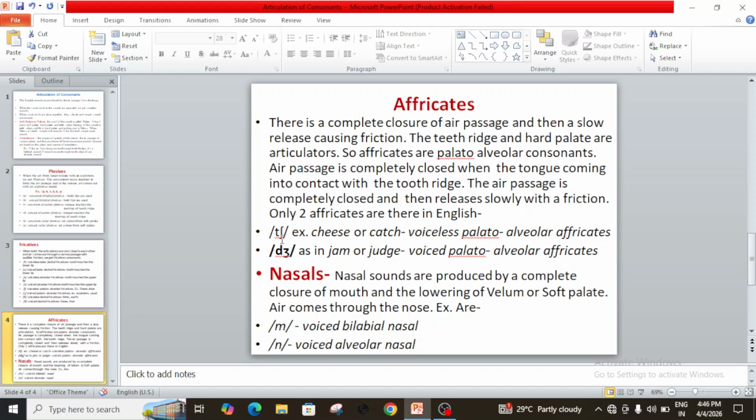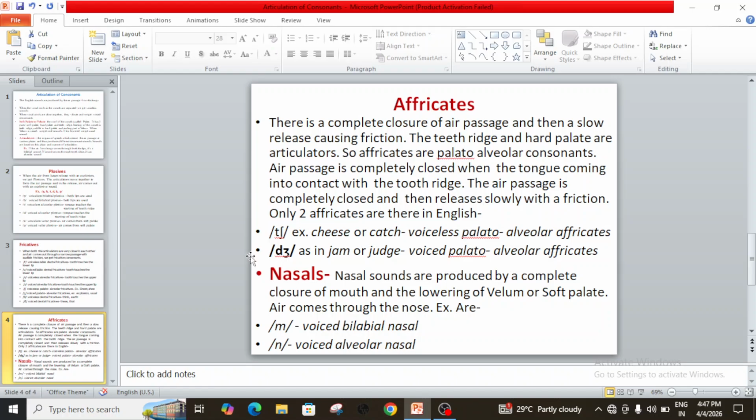This sign denotes ch. Words like cheese and catch are used for this sound. This is voiceless because there is no vibration of vocal cords, and it's a voiceless palato-alveolar affricate because the air comes from the hard palate and the tongue touches both the hard palate and tooth ridge. So it's called a palato-alveolar affricate.